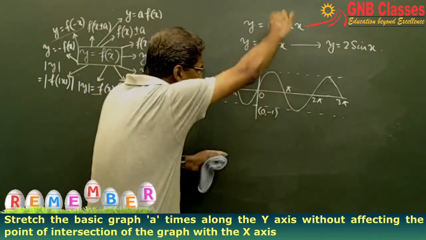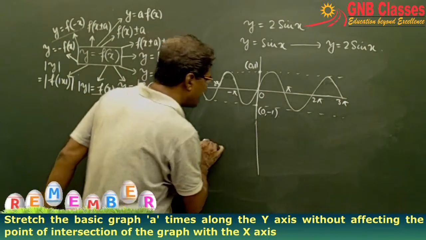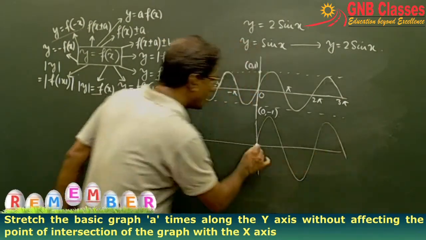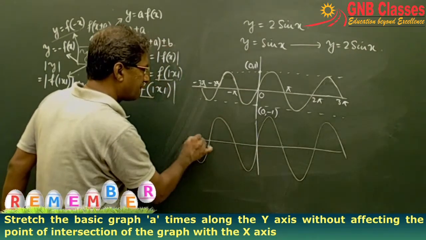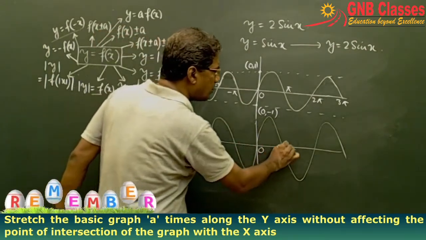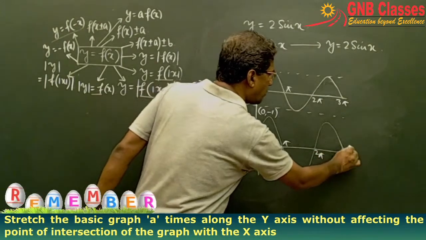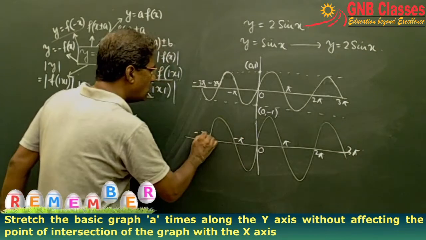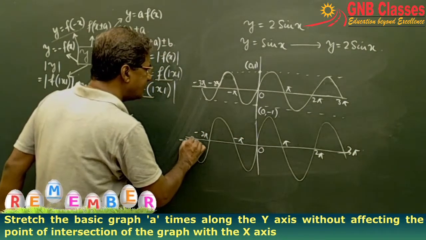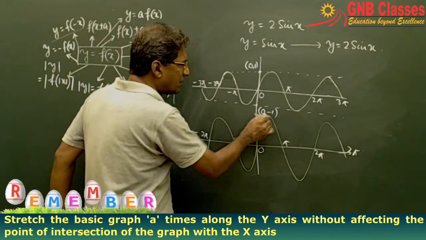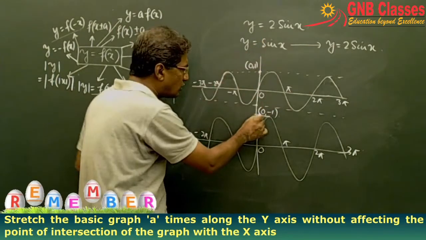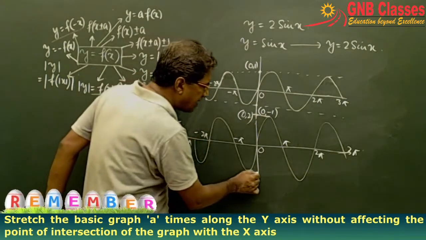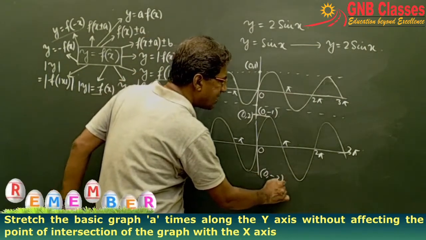Therefore, if we stretch the graph by 2 units, the final graph will look something like this. Yes or no? Tell me. Right? These points are again 0, pi, 2 pi, because all these points on the x-axis will remain the same. It will not change. Only this portion changes, because you have already stretched along the y-axis. So now this point will be your 0, 2. This point will be 0, minus 2.